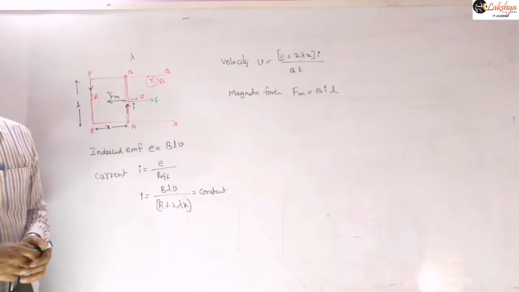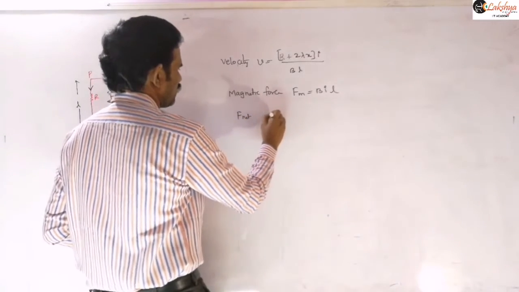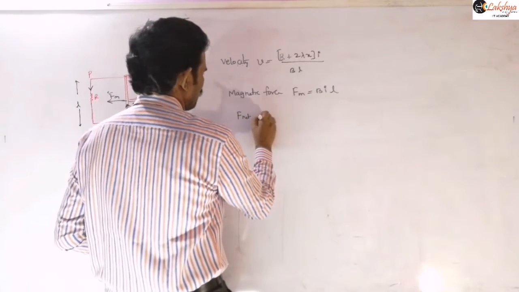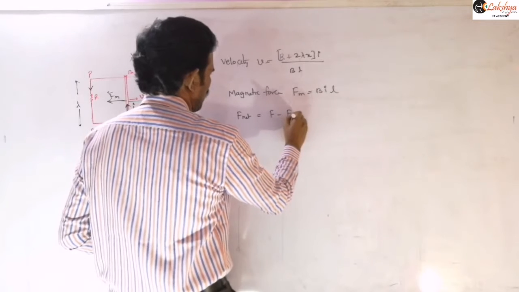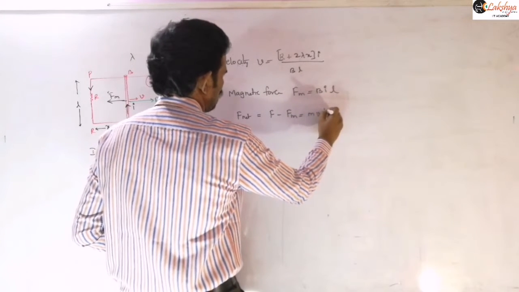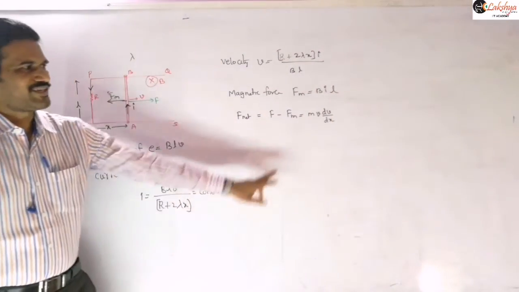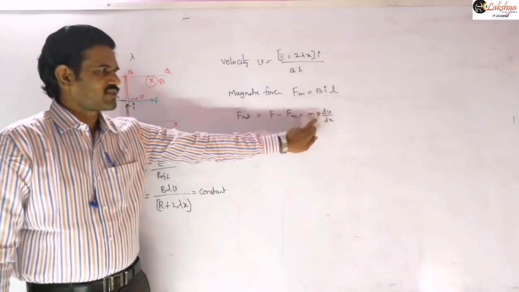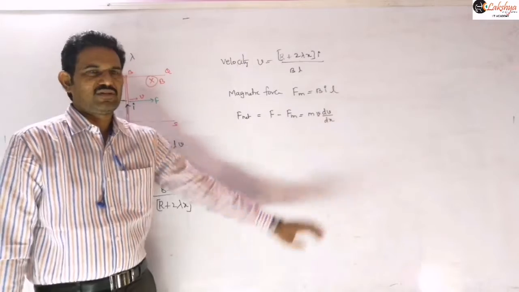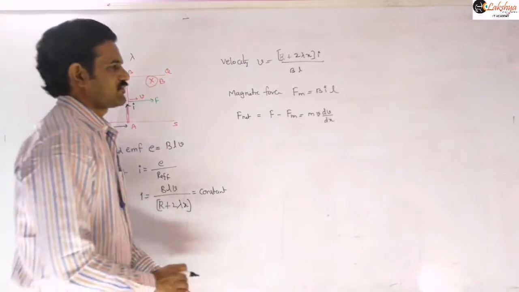Now the net force equation: net force is equal to F minus F magnetic, which is M into A. Writing the acceleration as a function of displacement, A is V into dV by dx. Now you can substitute F magnetic here.